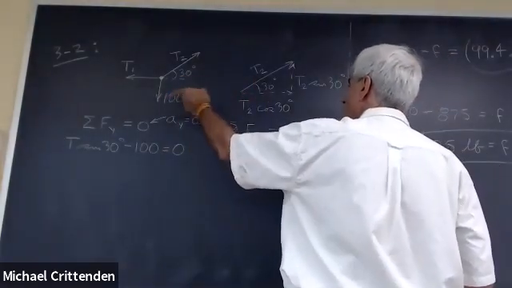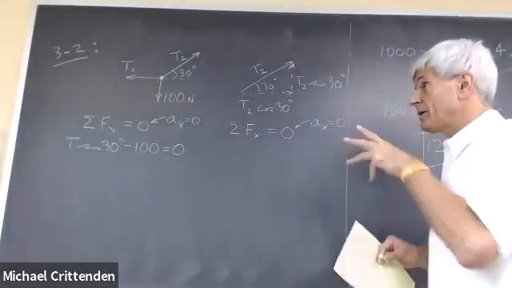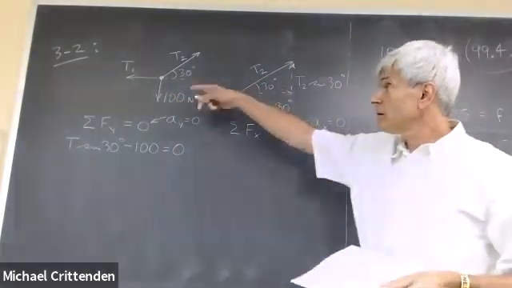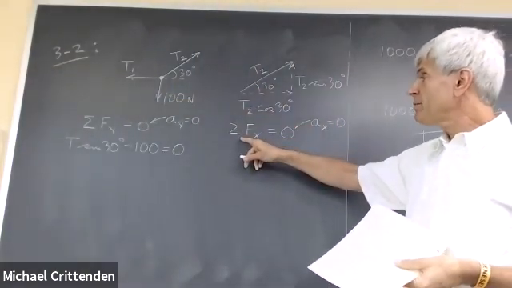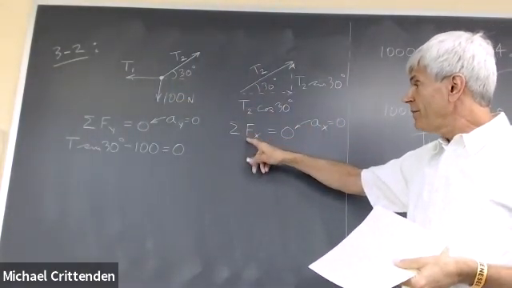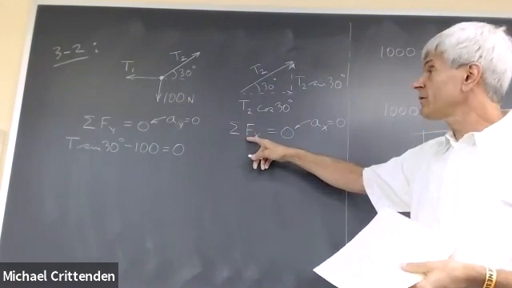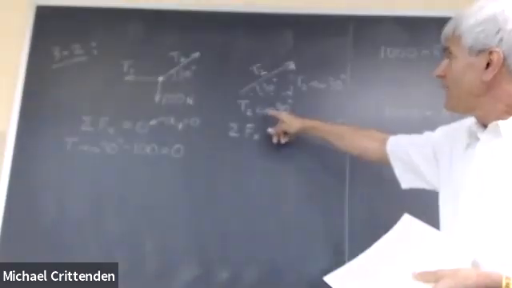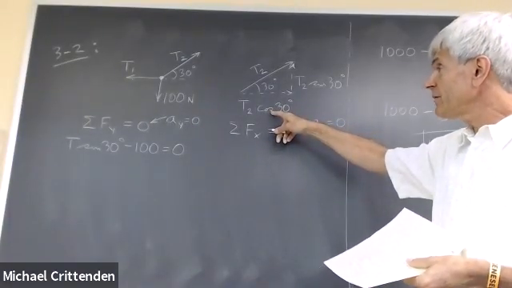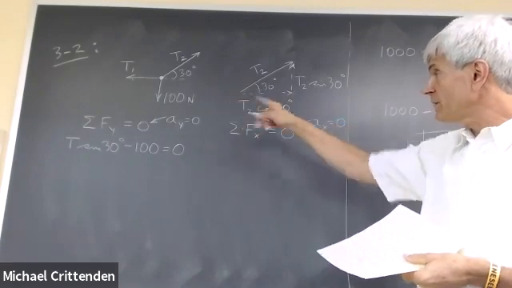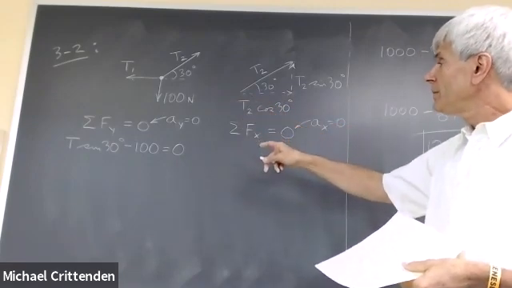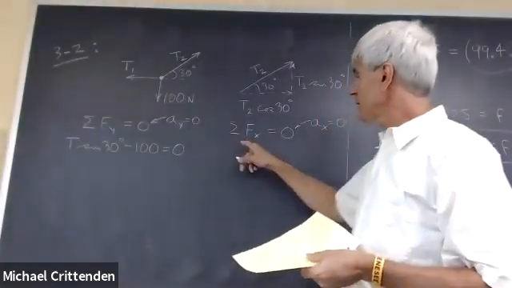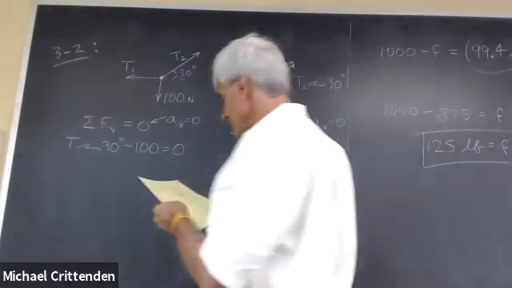Every place there's a horizontal arrow on the picture, including components, that goes into the X summation. I've got T1 to the left, I've got T2 to the right. So that's what I meant by the equations come from the pictures. Every horizontal arrow becomes a term in the summation.